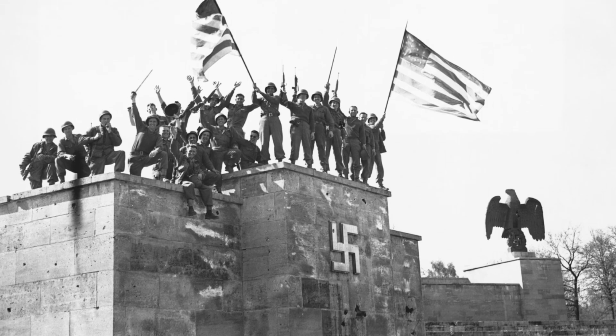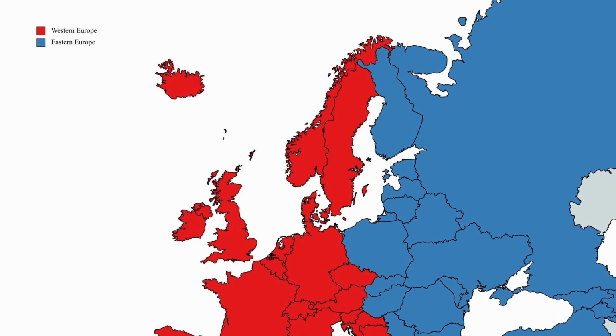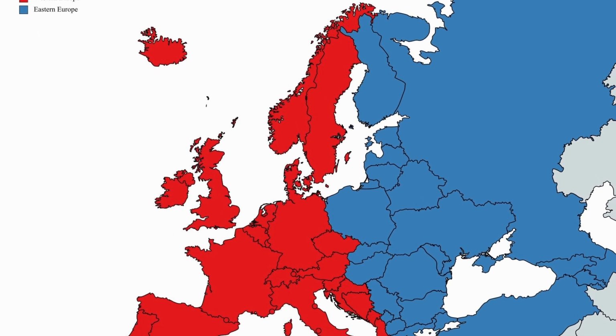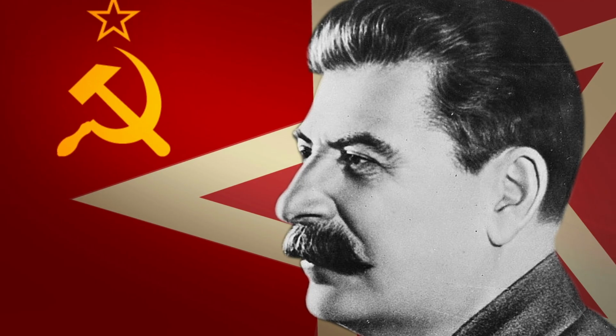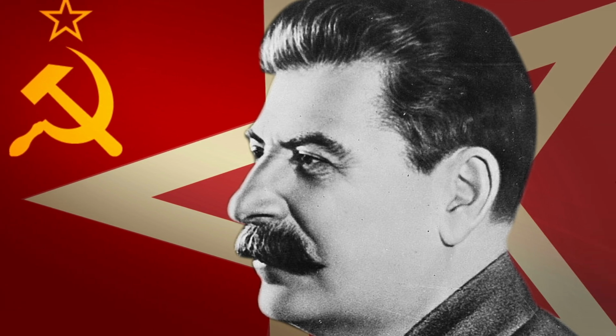However, even with Nazi Germany defeated, the ideological divide between the capitalist West, led by the United States, and the communist East, led by the Soviet Union, became impossible to ignore. There was a deep distrust between the two superpowers, with Stalin determined to expand Soviet influence across Eastern Europe.